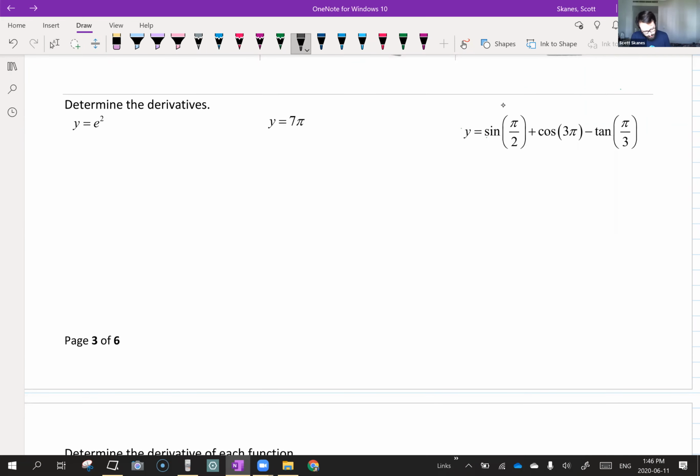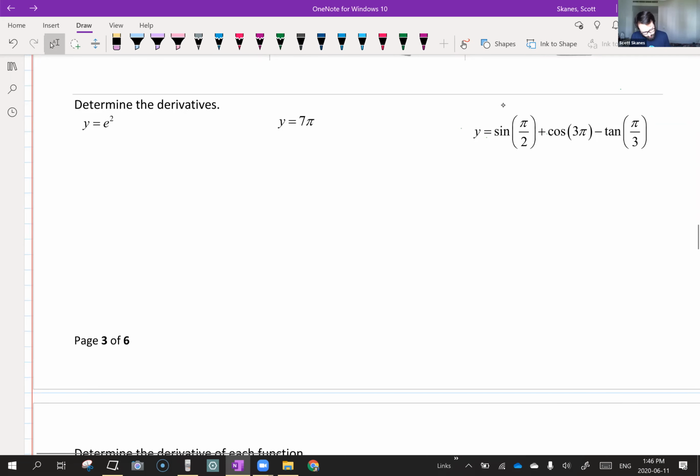Okay, so first things first, determine the derivatives. What's the derivative of this? Many students look at this and say, hey, e is a variable, okay, so it must be 2e, and they go ahead along their merry way, which is not correct.